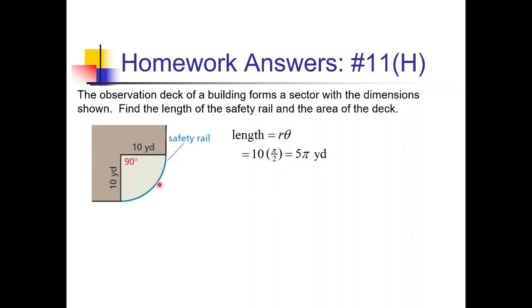Now for the area of the deck, we're going to have 1/2 r squared theta for that formula, because that's the sector area formula. So 1/2 times 10 squared times, again, our angle of pi over 2. 10 squared is 100. We've got 100 divided by 2 and then divided by another 2, so divided by 4. So that's 25, and then we have a pi up there, and that's going to be 25 pi yards squared.